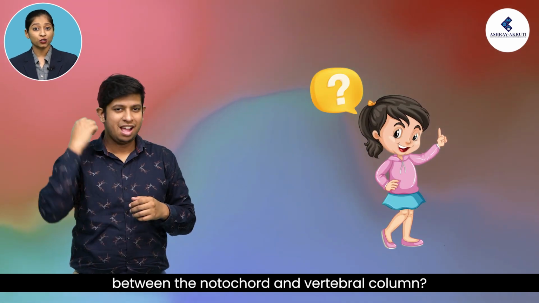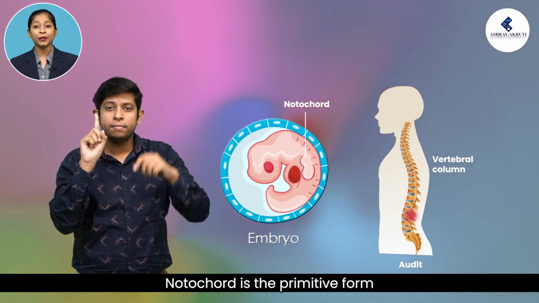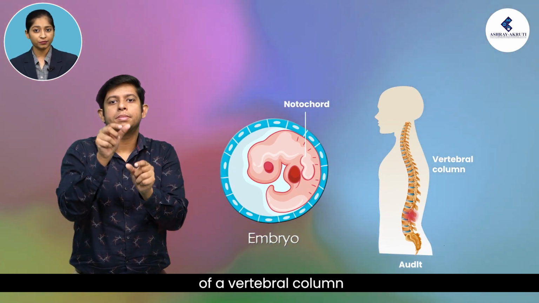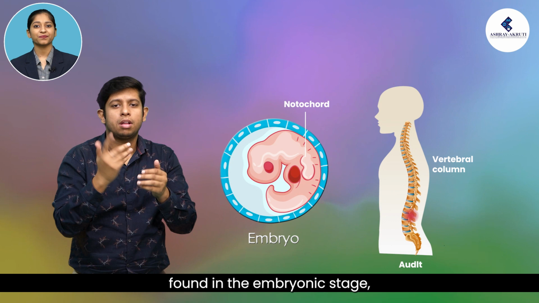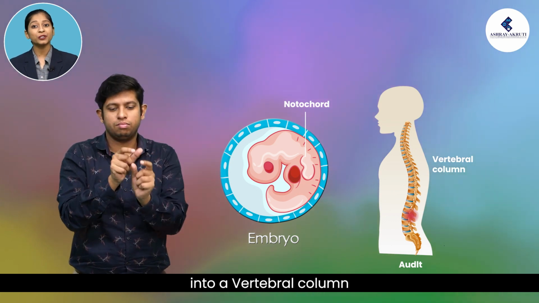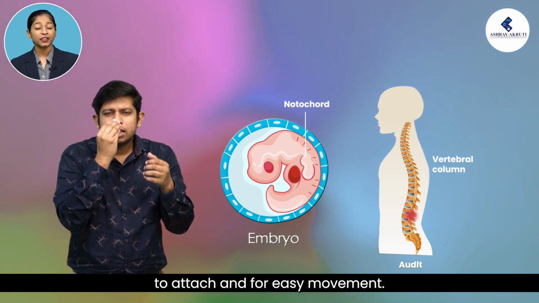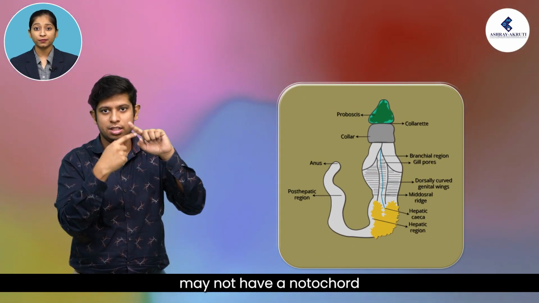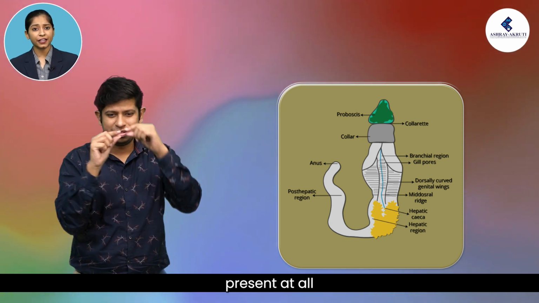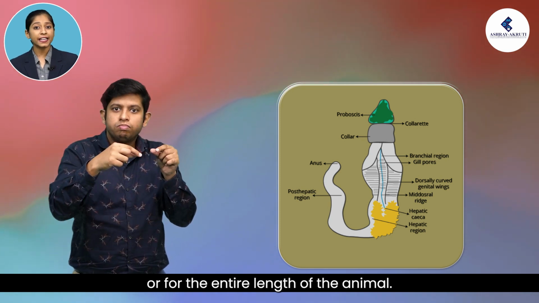What is the difference between the notochord and vertebral column? Notochord is the primitive form of a vertebral column found in the embryonic stage that later develops into a vertebral column. It provides a place for muscles to attach and for easy movement. Protochordates may not have a notochord present at all stages in their lives or for the entire length of the animal.